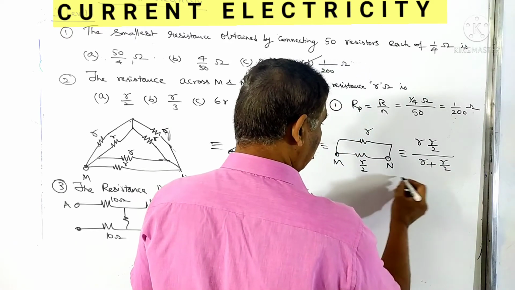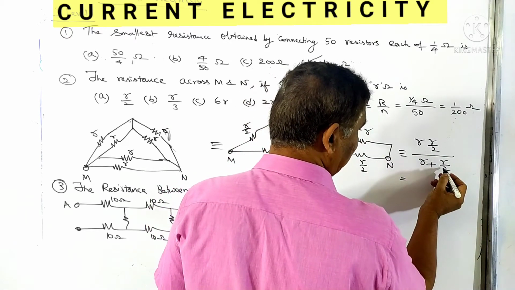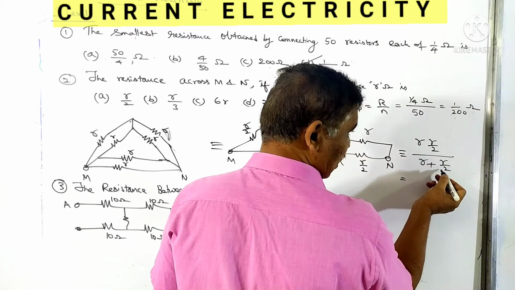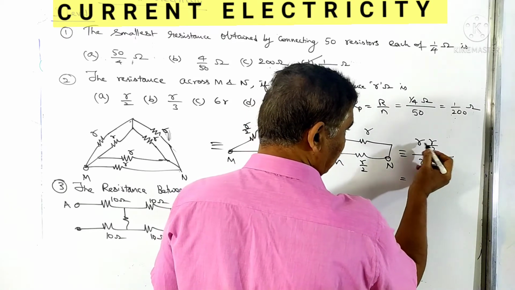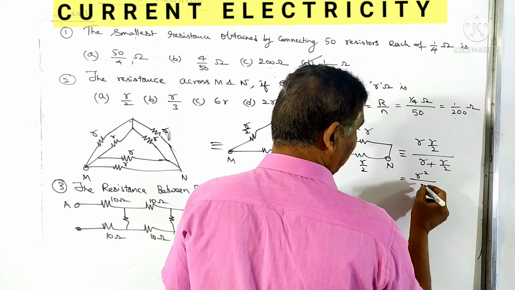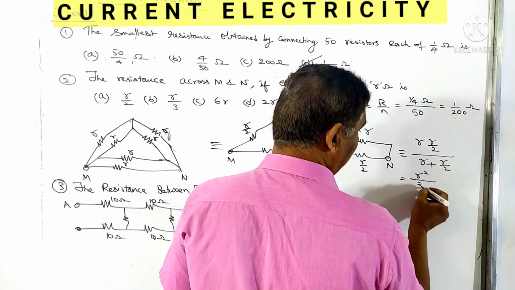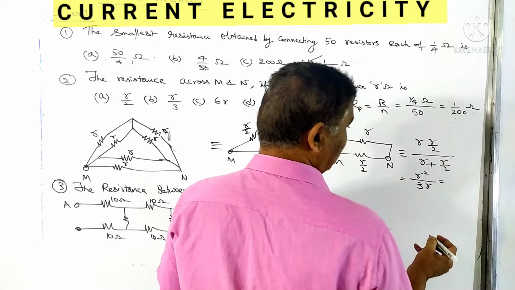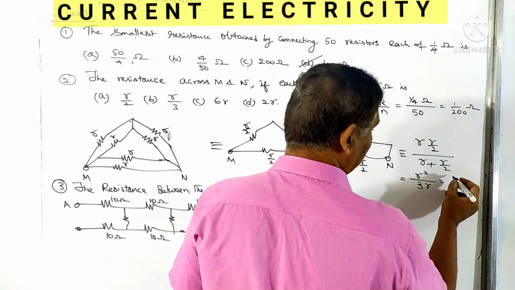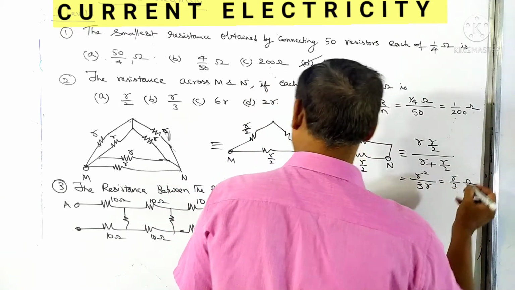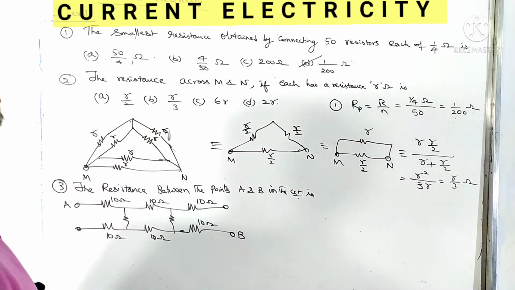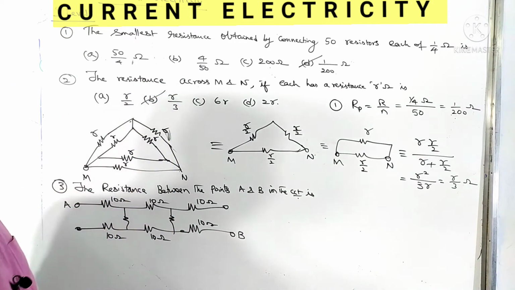Simplify this. So this is equal to, of course if I take LCM here, that's 2, and the 2 cancels. So we have R square divided by, so here if you take LCM you get 3R. This is nothing but, when R gets cancelled, R by 3. This is the answer. So B is the answer for this question.